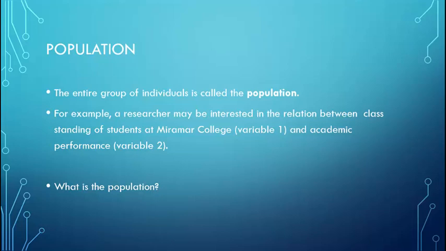So if I was interested in looking at the relationship between class standing of students at Miramar College, are they freshmen or sophomores, etc., and then their academic performance, what would my population be? Who am I interested in studying? Well, my population would be every single student at Miramar College, students who go to classes on campus, students who go to classes online, students who take classes during the day, students who take classes during the night. All the students currently enrolled in Miramar College would be my population.